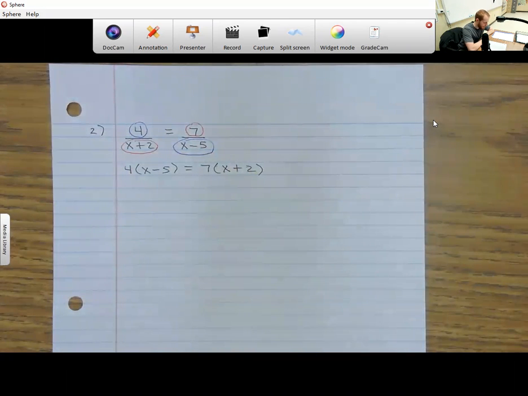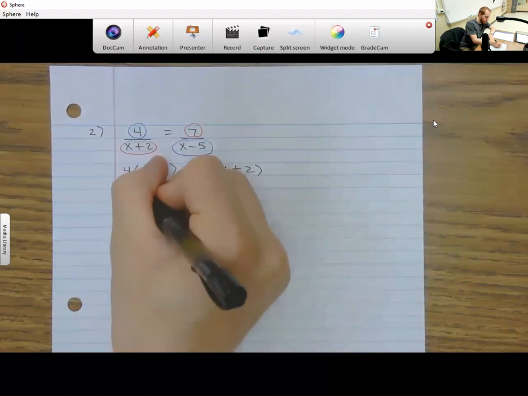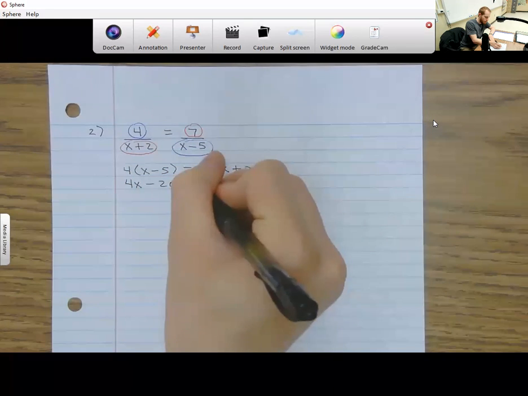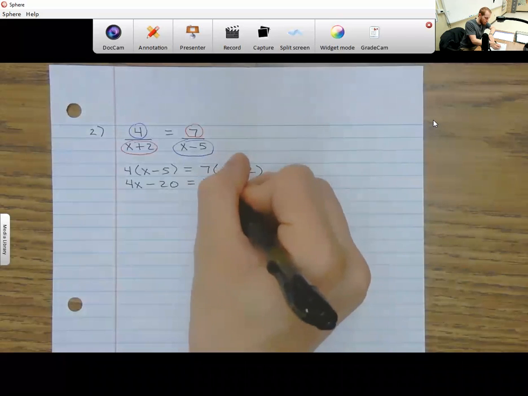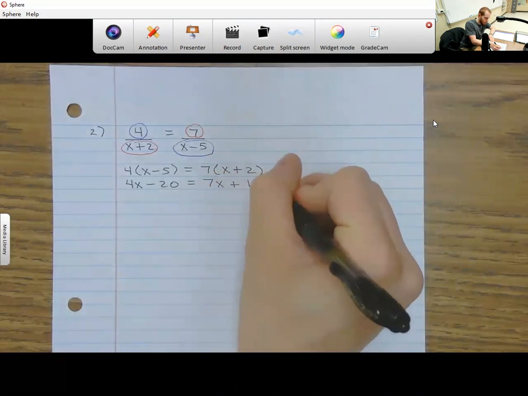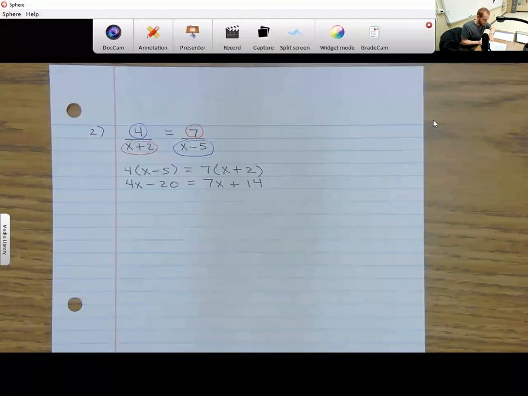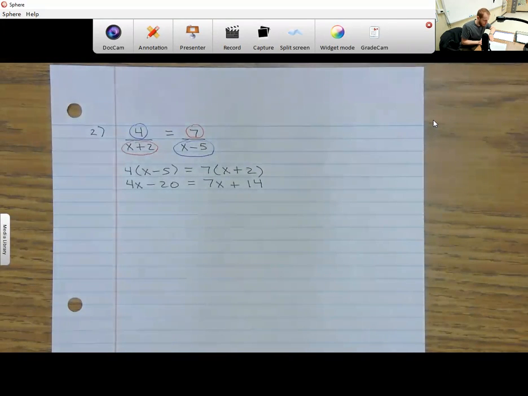All right. So I set them both equal to each other, and now I simplify first, and then I'm going to try and get all the x terms on one side and all the regular numbers that don't have an x attached to the other side. So when I distribute the 4, I get 4x minus 20. On the other side, I'm going to get 7x plus 14. Okay. So I'm going to get all the x terms onto the left side.